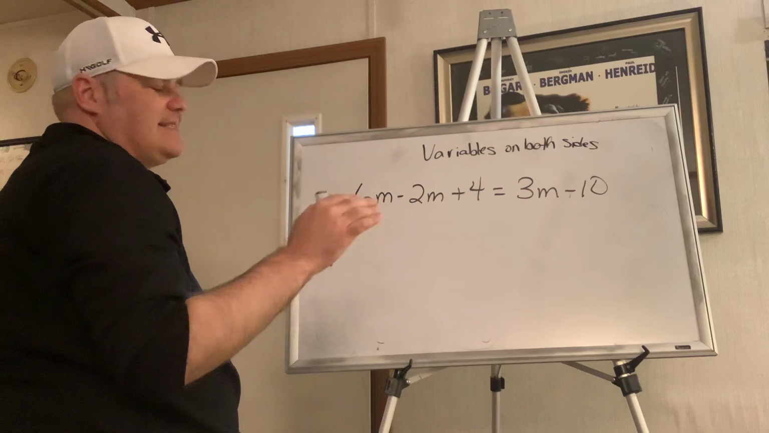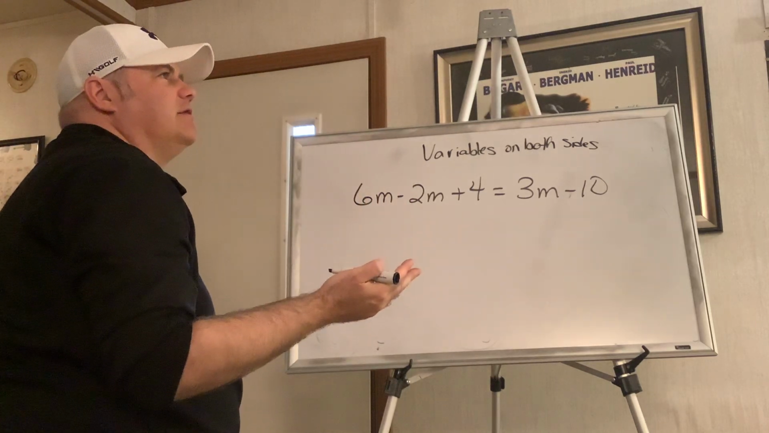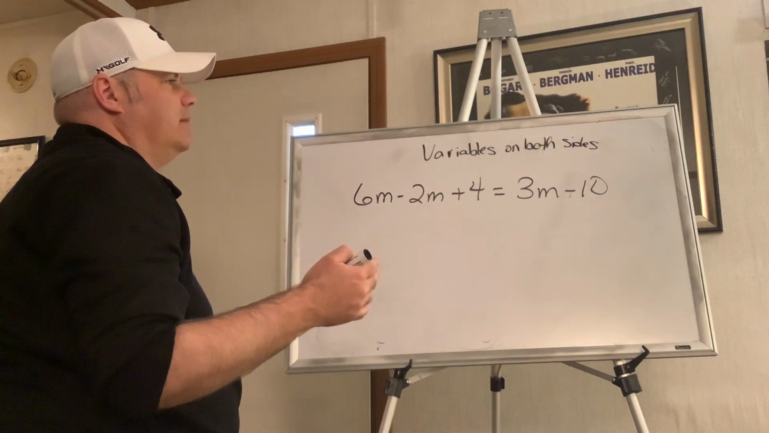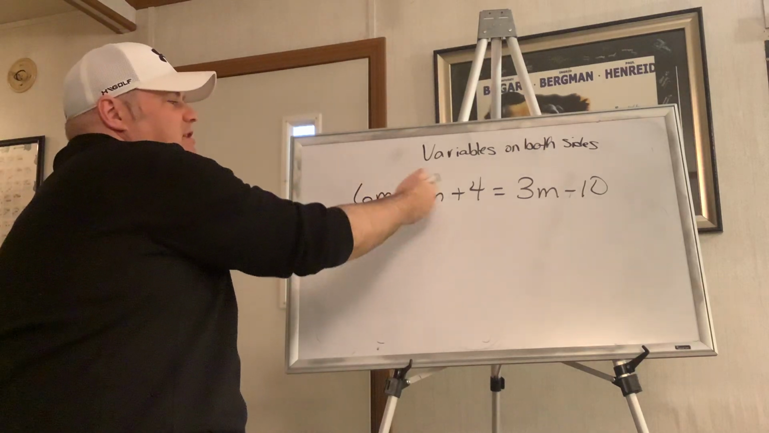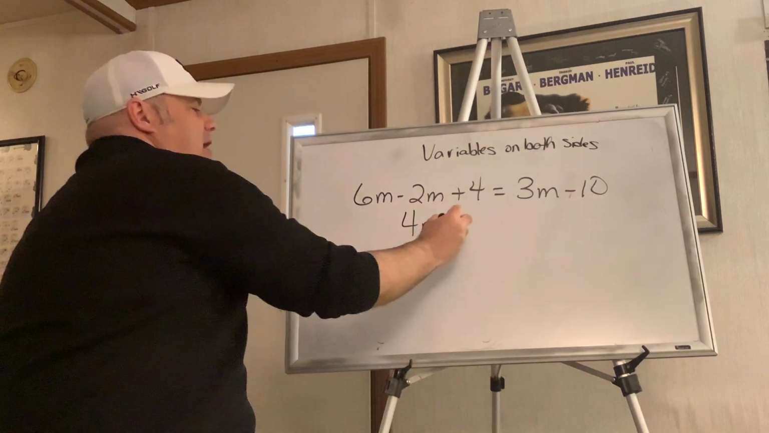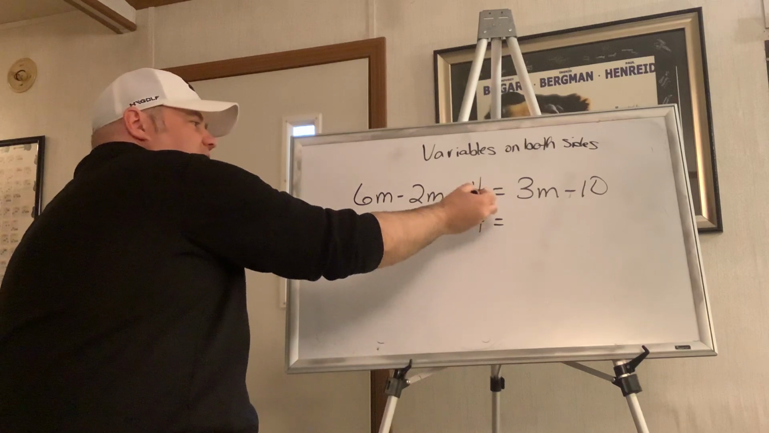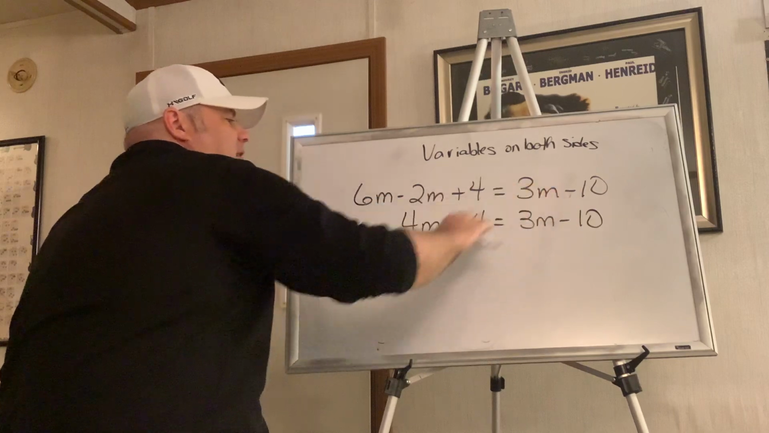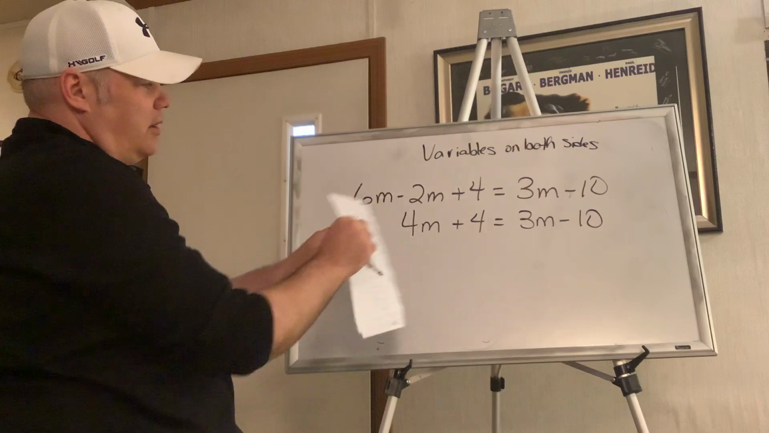So 6m minus 2m. Well, 6 machines minus 2 machines leaves me with 4 machines, okay? And then I can't combine the 4. This is not a machine. This is over here still. I can't combine those two. So the first step was to just combine these and make that smaller.